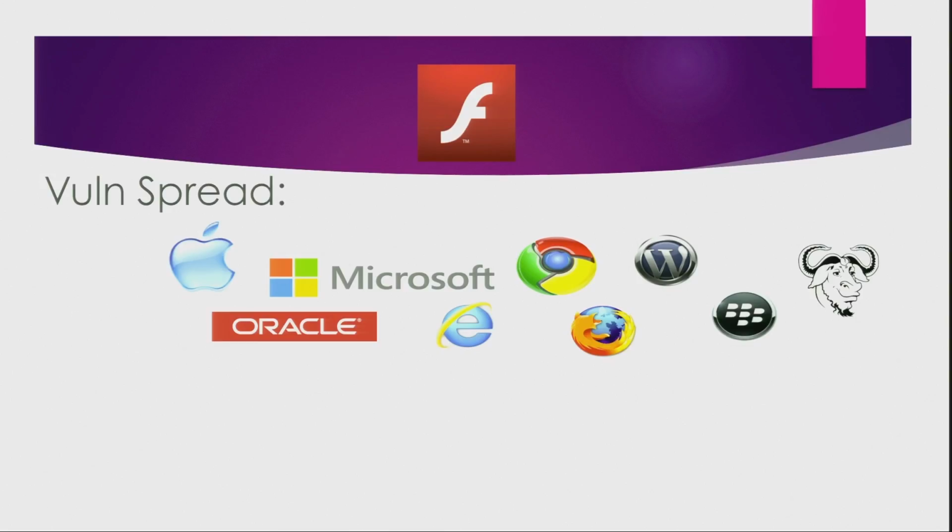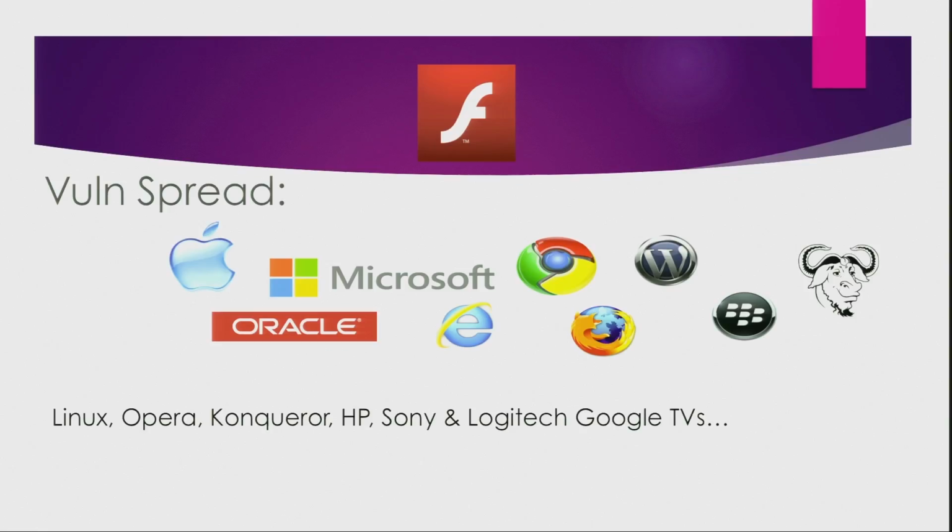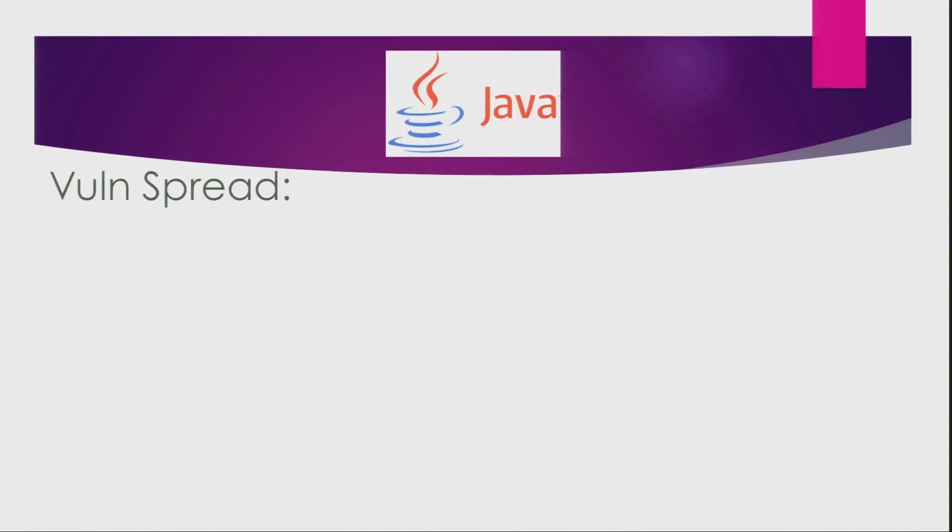And Flash Player. So Flash Player is not truly open source, but it is licensed by a lot of things. It's used by Apple, Oracle, Microsoft, Google, WordPress, BlackBerry, you name it. It's used in televisions. I don't know when the last time any of you updated the software on your smart TV was, but check it out, kind of like your home router. Make sure you update those regularly because they have all sorts of stuff on them that need updates. Linux, Opera. I mentioned the Sony and Logitech Google TVs. And Java. Anyone here have to patch Java on a regular basis?